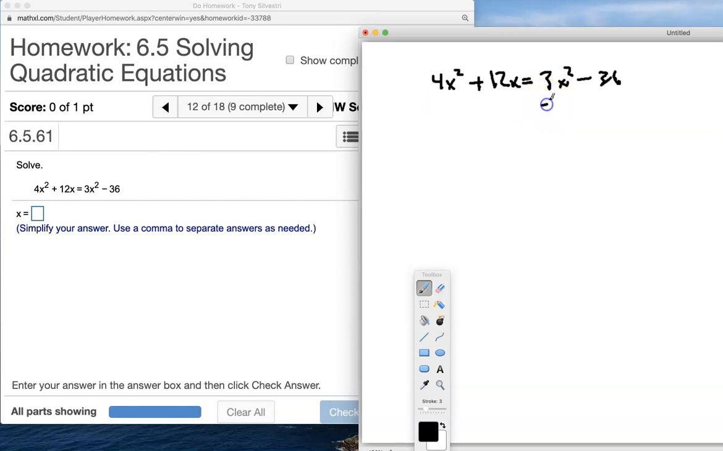I'm going to move the smaller number, 3x squared. Okay, that would give us this. Get rid of this. And then I'm going to add 36. Whatever you do on one side, you do on the other side of the equation.